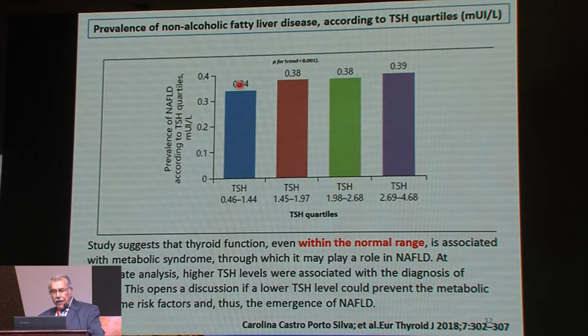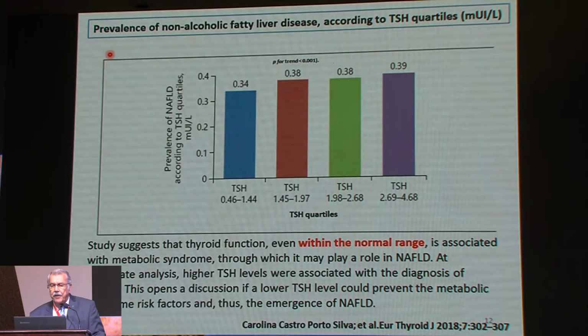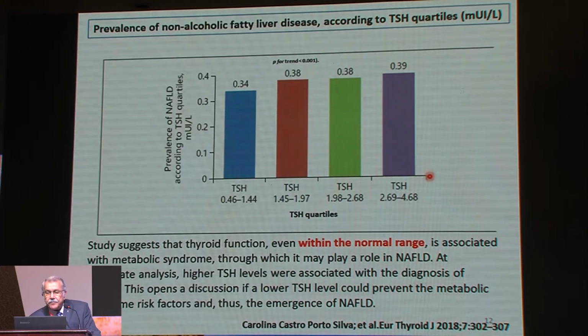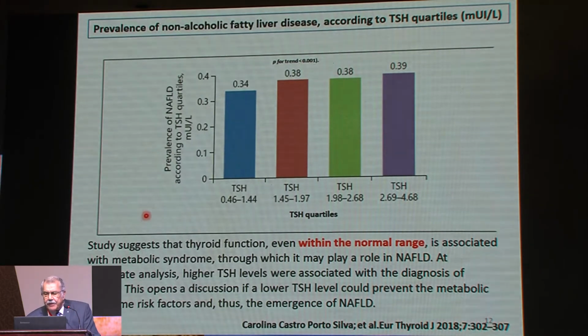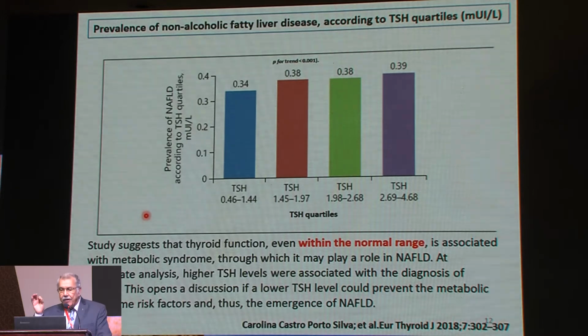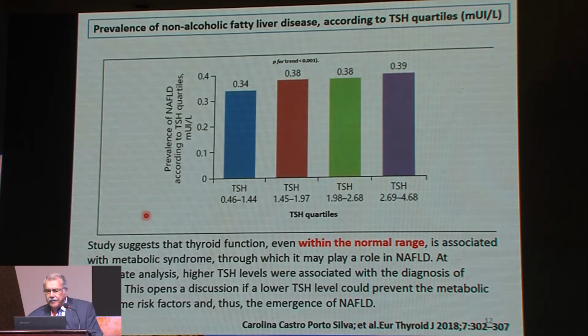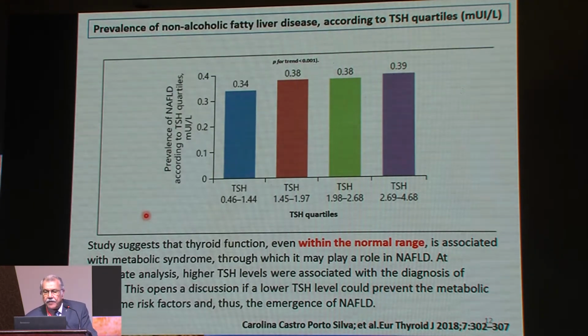How? Another study regarding the prevalence of non-alcoholic fatty liver disease according to TSH quartiles showed again an increase with the increase of TSH. The study suggests that thyroid function, even within the normal range, is associated with metabolic syndrome through which it may play a role in NAFLD. At univariate analysis, higher TSH levels were associated with the diagnosis of NAFLD. This again opens a discussion whether a lower TSH level could prevent the metabolic syndrome risk factors and thus the emergence of this dangerous NAFLD.